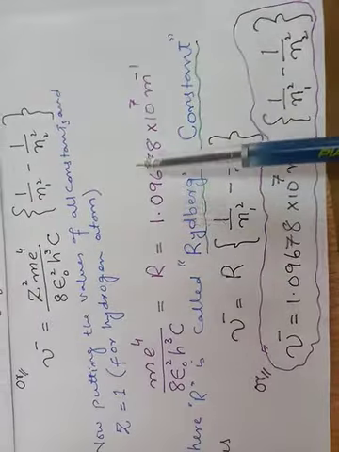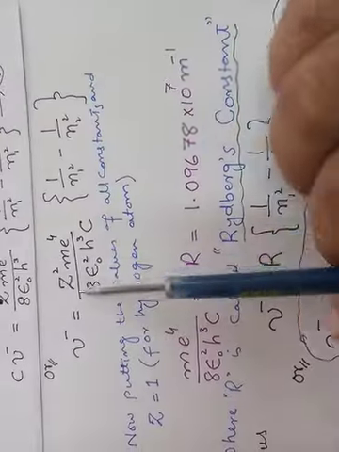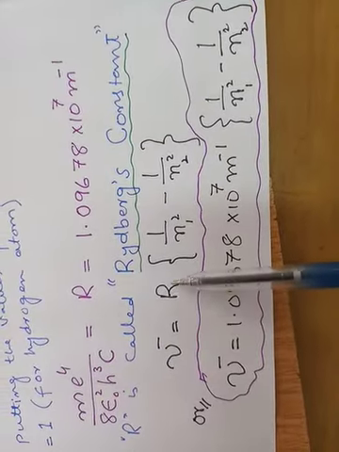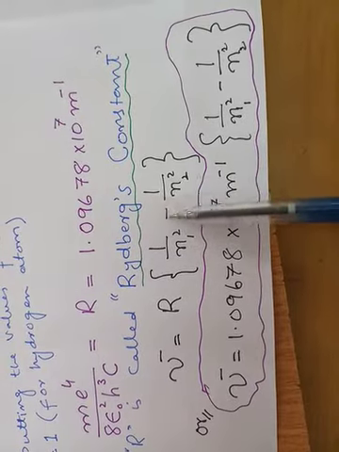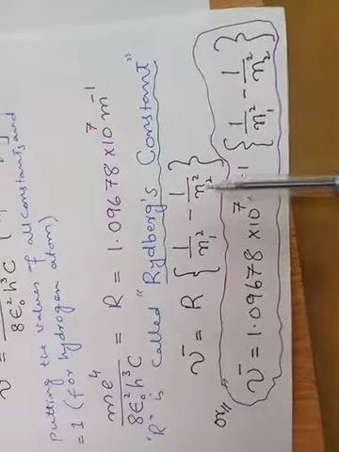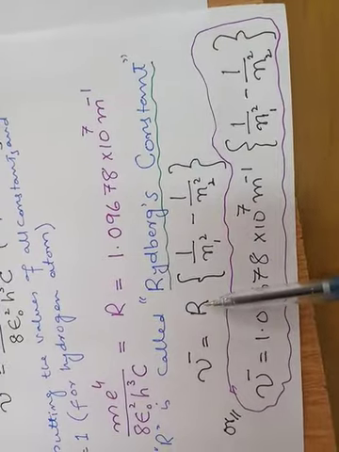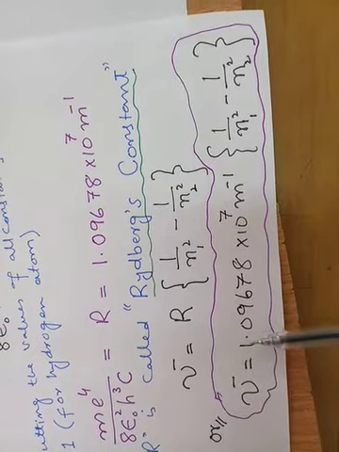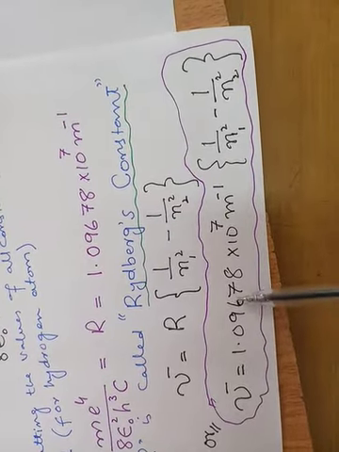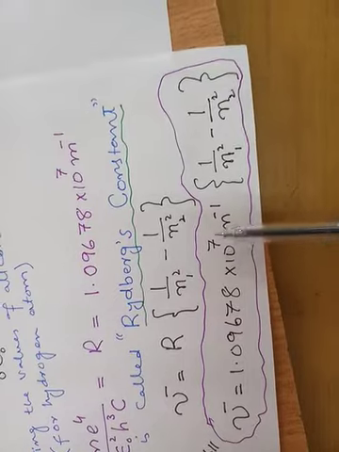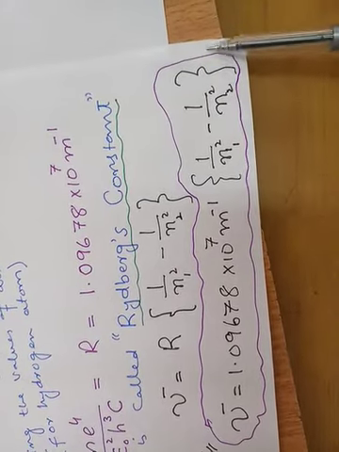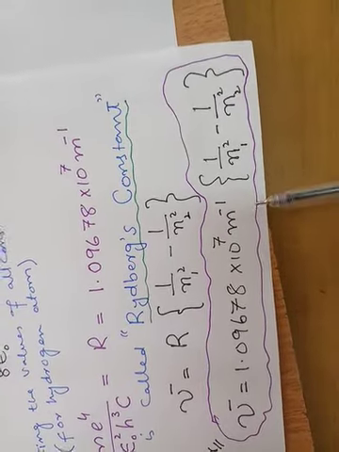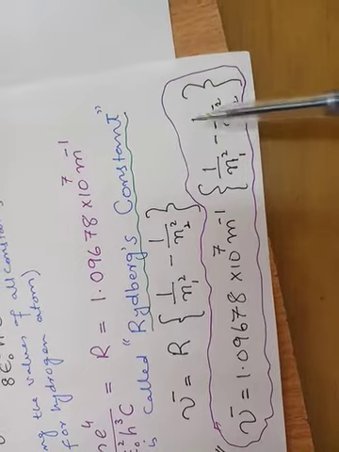So I can write just R instead of this whole term, and we will get a new equation: nu bar is equal to R into 1 by n1 square minus 1 by n2 square, and we also know that this Rydberg constant is numerically equal to this. So we can also write nu bar is equal to 1.09678 into 10 to the power 7 meter inverse. You can also write this meter inverse here. It's up to you whether you write it here or here, into 1 by n1 square minus 1 by n2 square.